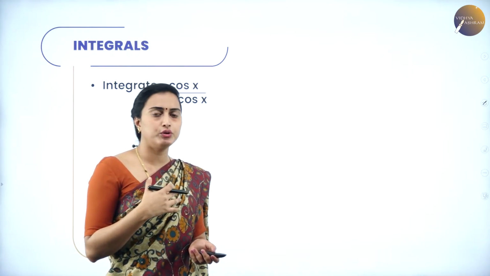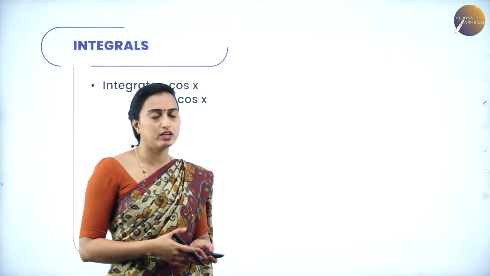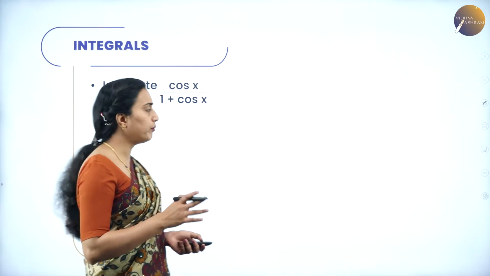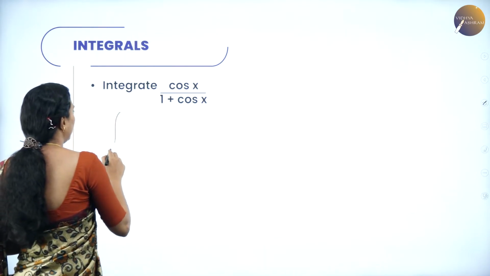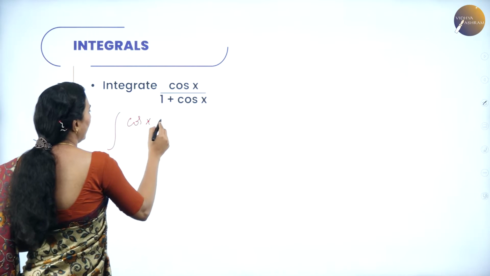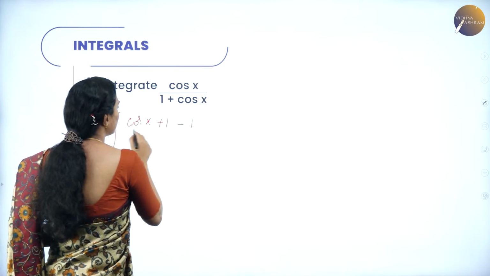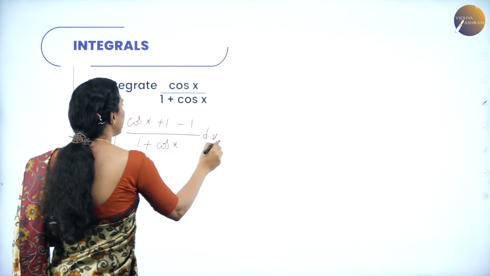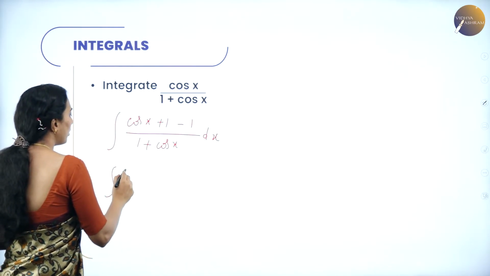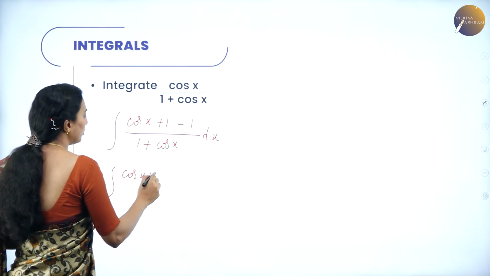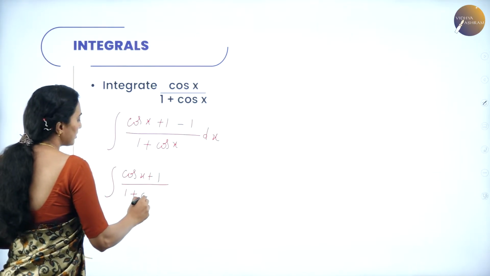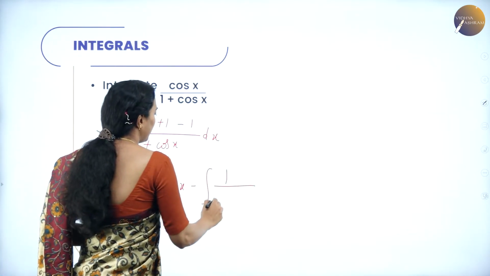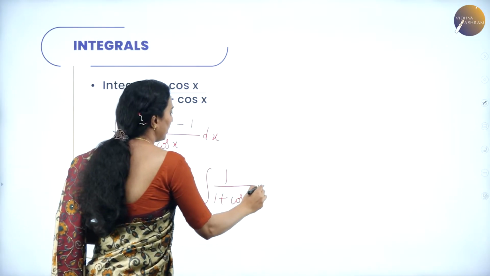So, here, for the simplification of the denominator, I am going to add and subtract 1 in the numerator. Integral of cos x plus 1 minus 1, divided by 1 plus cos x. Now, dear students, I am going to segregate this. See, the integral of cos x plus 1 or 1 plus cos x, both are the same, correct? The integral of (1 plus cos x) divided by (1 plus cos x) into dx minus the integral of 1 divided by 1 plus cos x into dx.